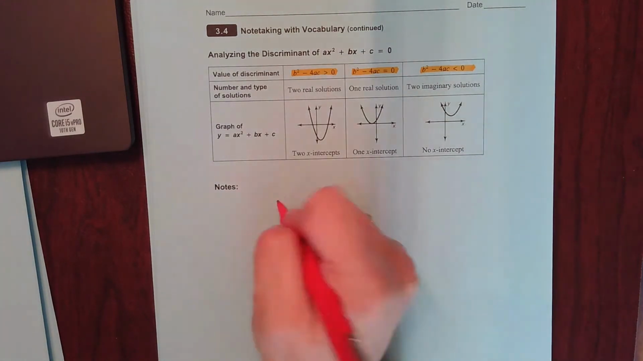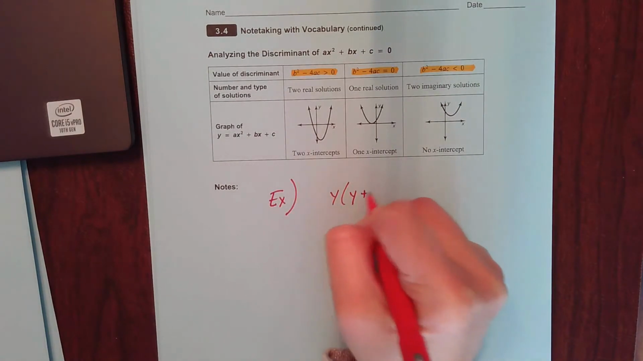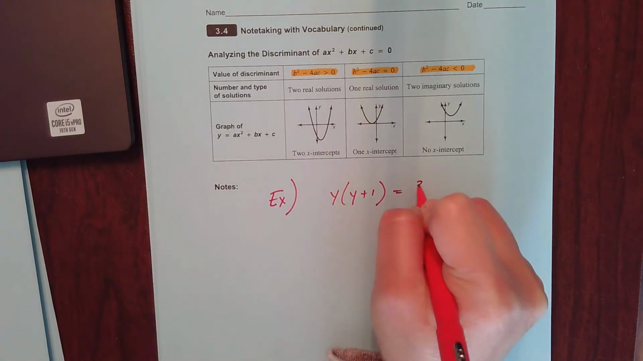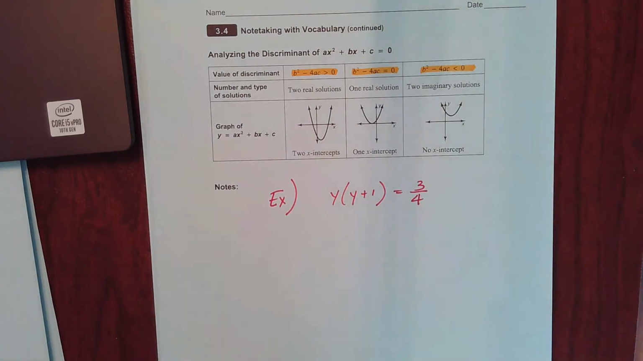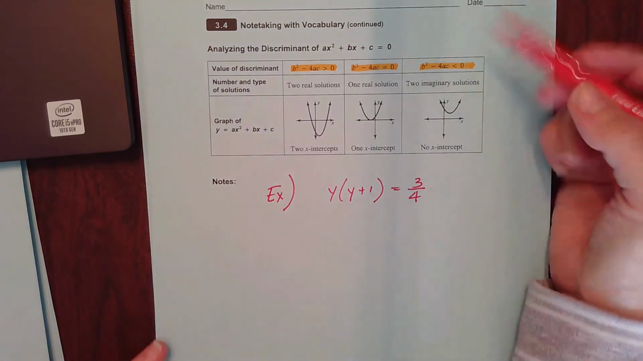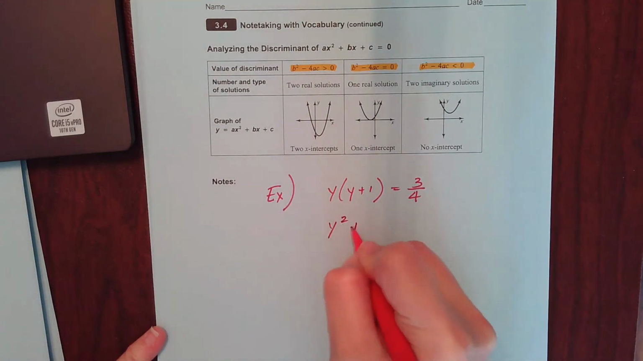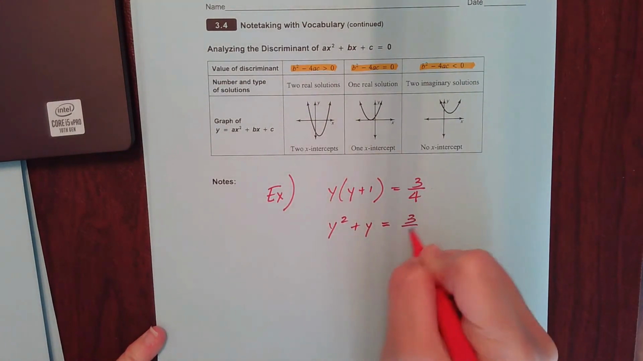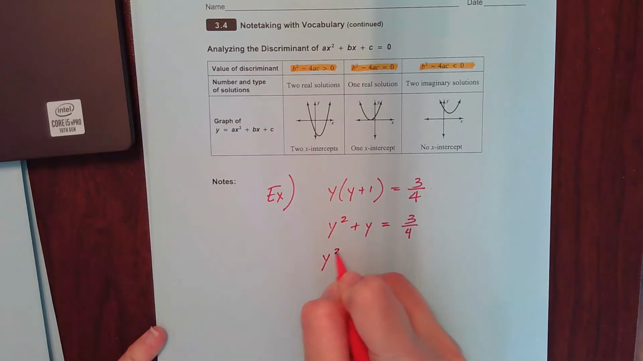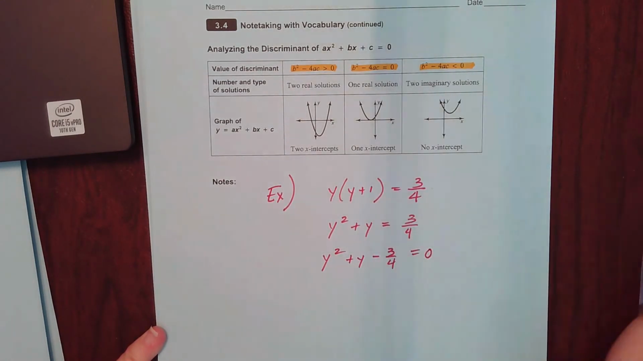So I'm going to give you an example. I'm trying to pick one that's a little bit more challenging, so it's not in the traditional form. I'm giving you this equation, and I said, let's find the discriminant and tell me what it means about the number of solutions. In order to use the discriminant, you really need your equation in standard form. So what I'm going to do is distribute the y, and then I'm actually going to just set it equal to 0.